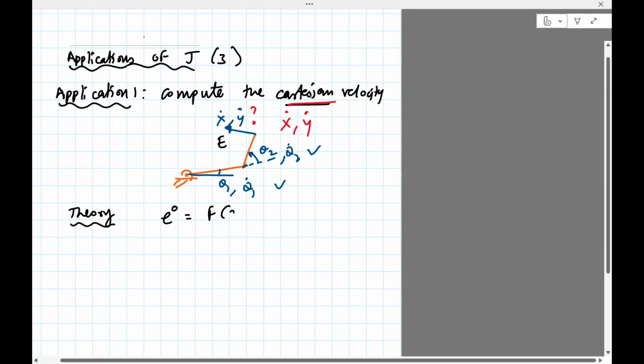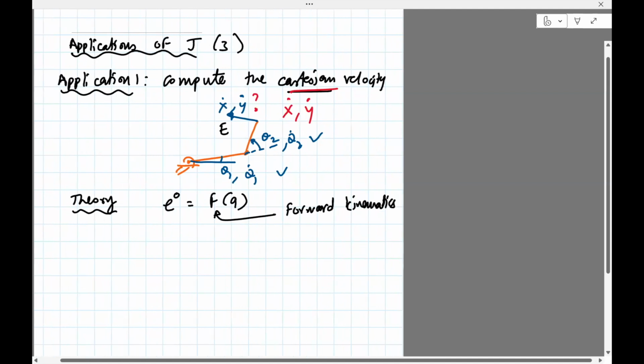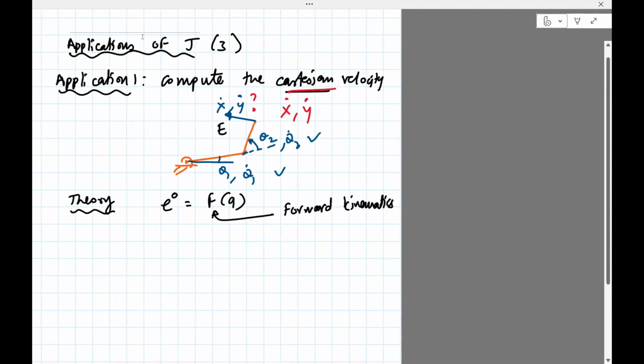Let's say it's a function f of q. This is something we did in the past. It's called the forward kinematics. You can refer to your notes, where you see a formula, or if you remember, it was the homogeneous matrix which gave us the position of the end effector given the joint angles q. q is theta 1 and theta 2. It's the joint angles of the manipulator.